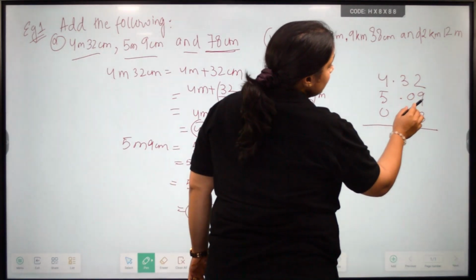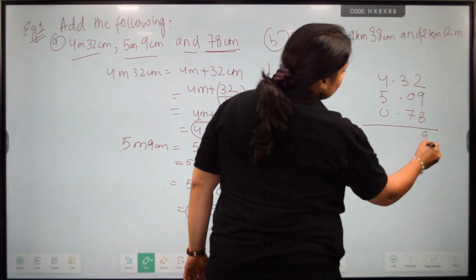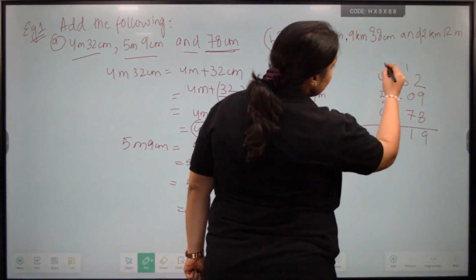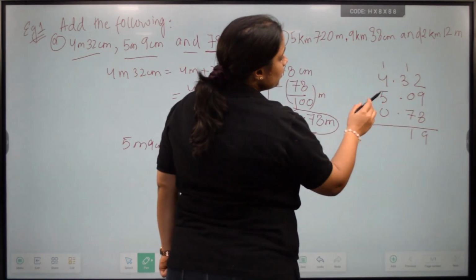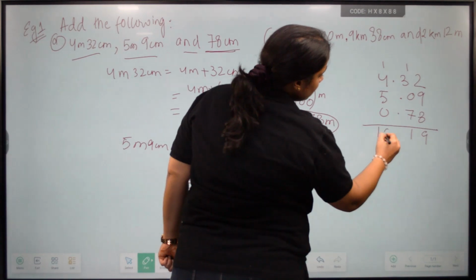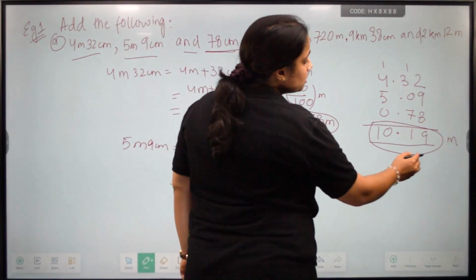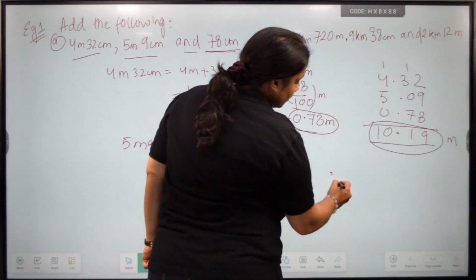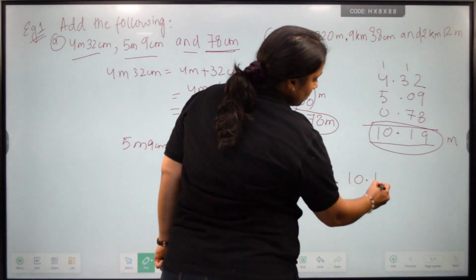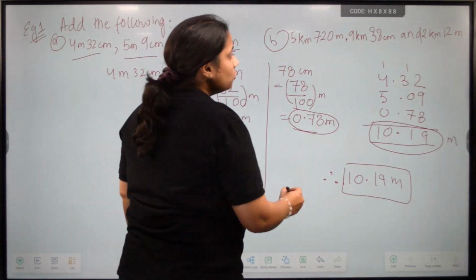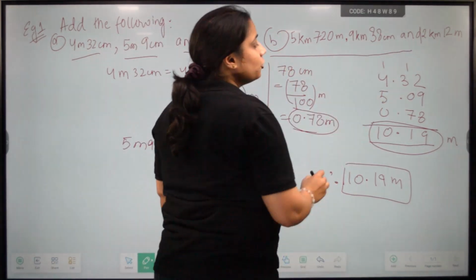2 plus 9 is 11. 11 plus 8 is 19. 1 plus 3 is 4. 4 plus 7 is 11. And 1 plus 4 is 5. 5 plus 5 is 10. So we got 1019. The answer will be in meters only, so the final answer will be 10.19 meters. Similarly, do this part B on your own.